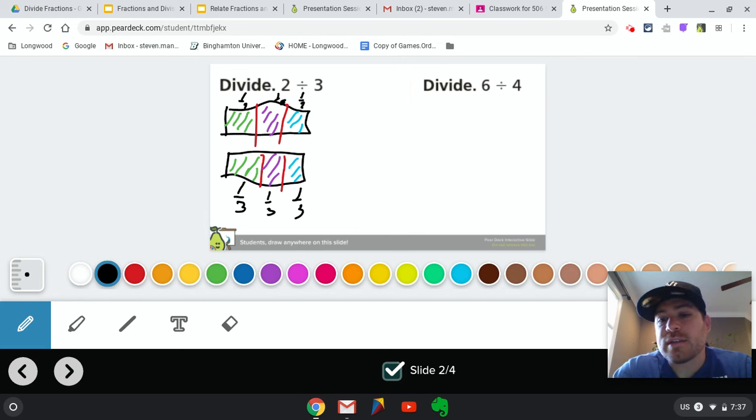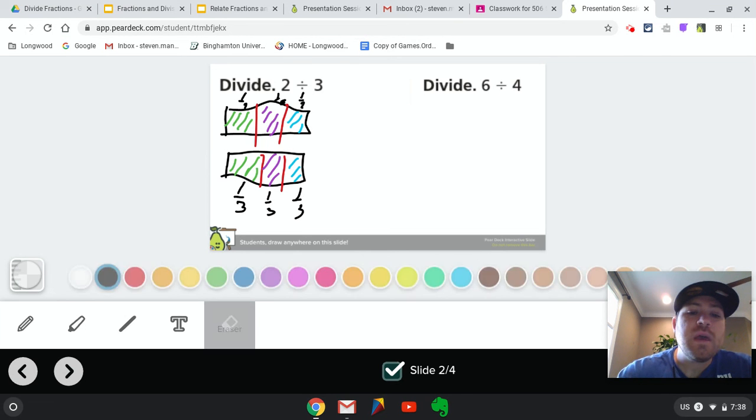If I were to look at it and say, okay, well, if I made 3 even groups, which I did, right? I have the green group, I have the purple group, and I have the blue group. How much is in one of those groups? Well, really, 1/3 plus 1/3 is 2/3. So that's what 2 divided by 3 is. 2 divided by 3 is 2/3, and this picture is showing that 2/3.